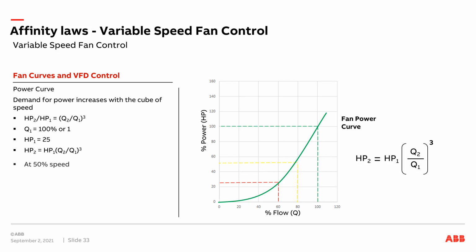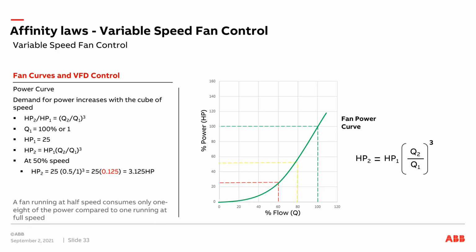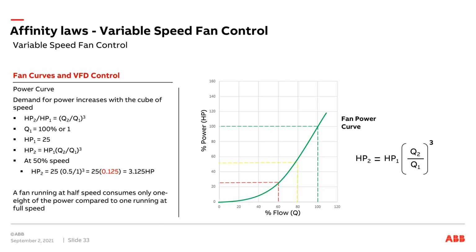So let's look at 50% speed. That is horsepower 2 equals 25 horsepower times 0.5 divided by 1 cubed. So that's 25 horsepower times 0.125, which equals 3.125 horsepower. This is the effect that you have by the cube law. Running a fan at half speed consumes only 1/8 the power compared to running a fan at full speed.